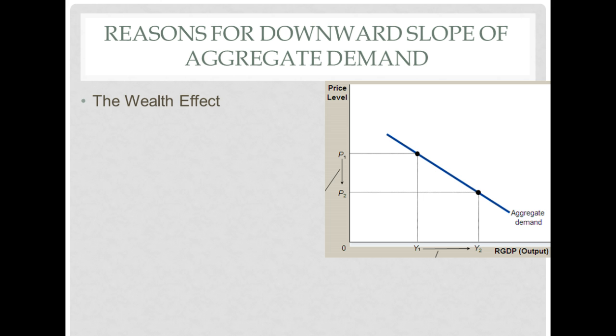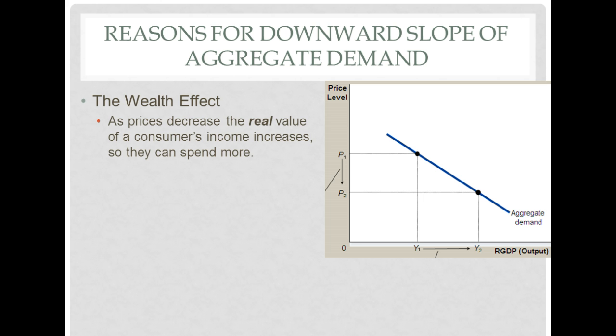Well, there's a few. The first is what's called the wealth effect. And the wealth effect tells us something very simple. It says that as prices decrease, the real value of a consumer's income increases, so they can spend more. So think about that. As prices decrease in general, the $10 they had in their pocket used to only be able to buy, let's say, 2 meals at McDonald's. But as prices come down, now they can buy 3, and therefore they demand more RGDP. Again, as prices come down, in effect it makes people more wealthy so they can spend more. That's called the wealth effect.